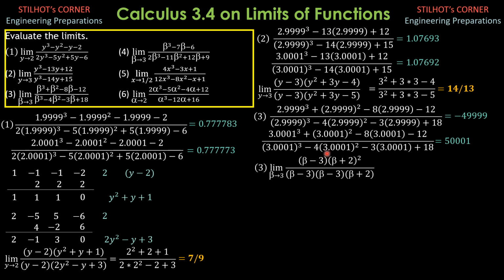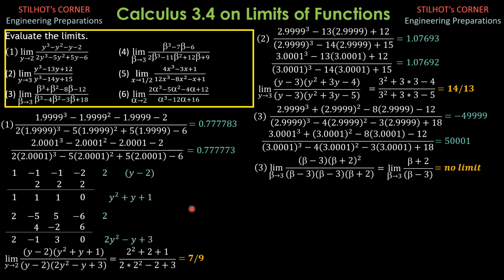So since we can only cancel one beta minus 3, this reduces to the limit of the quantity beta plus 2 over beta minus 3. Since we can no longer cancel beta minus 3 in the denominator, as beta approaches 3, the denominator approaches 0. So 3 plus 2 is 5 over a value that is approaching 0. That's why it is indeterminate and we cannot find it, and therefore there is really no limit for that problem.